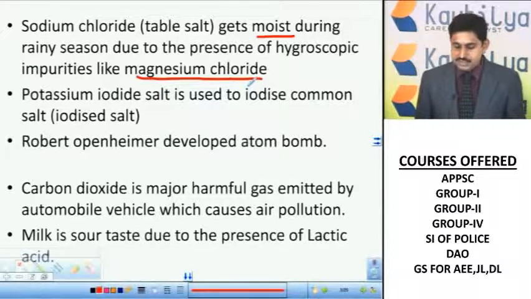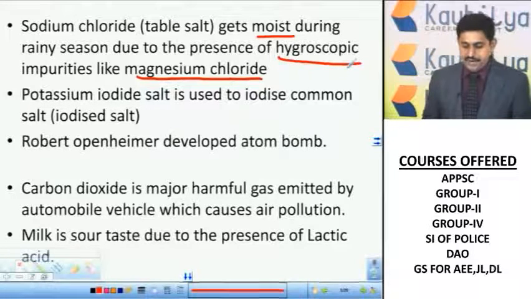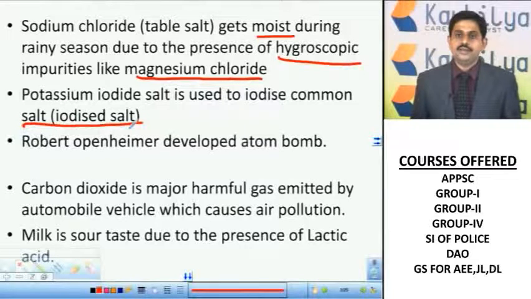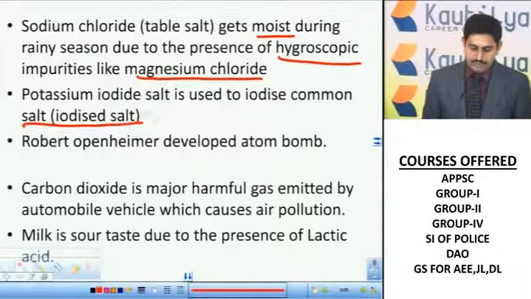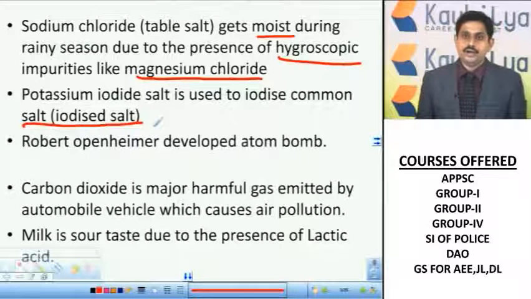Because this magnesium chloride has a hygroscopic, moist property. Hygroscopic property means that it has some moist nature. Next, potassium iodide salt. Potassium iodide salt is used for, see, nowadays we are getting iodized salt. This iodized salt consists of iodine, and this iodine is useful to reduce goiter. So nowadays we are using iodized salt, right?